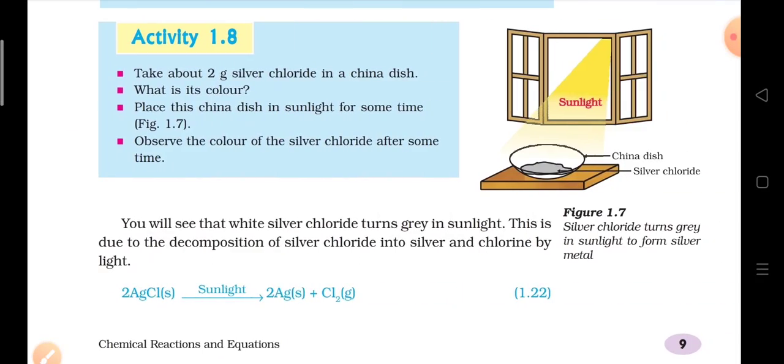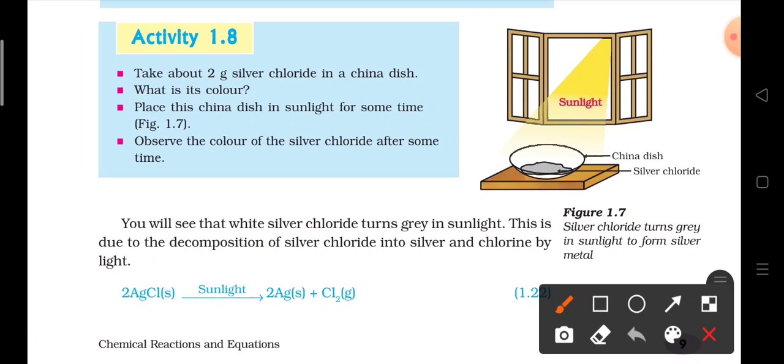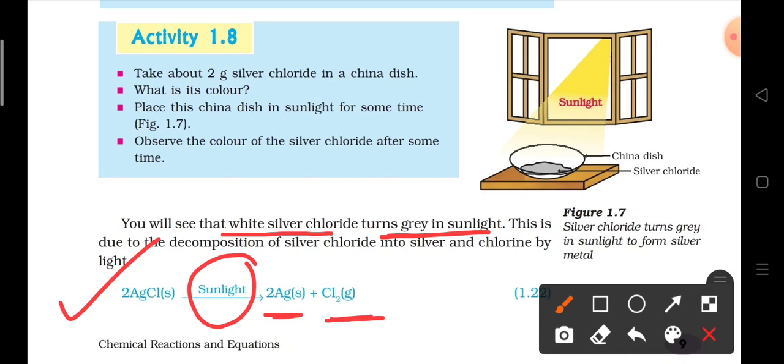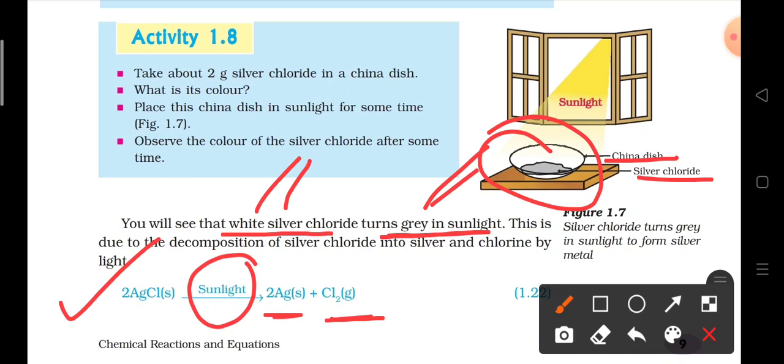Now we have discussed heat and electricity. Let us discuss light. When sunlight falls on silver chloride, which is white in color, it turns gray, that is silver and chlorine gas. So when light falls on the silver chloride placed in the china dish over here, it breaks down into silver metal and chlorine gas. Okay, and the color changes from white to gray. This is also decomposition by light.